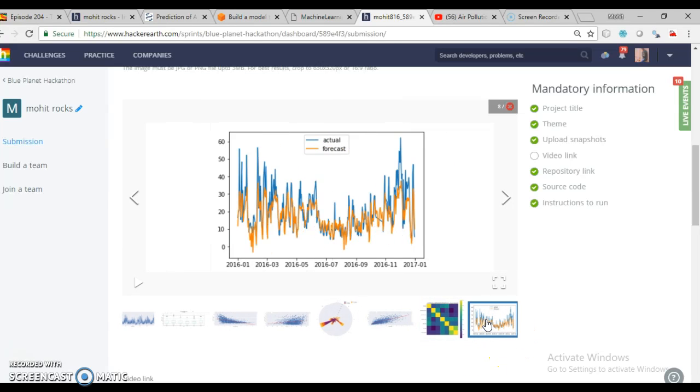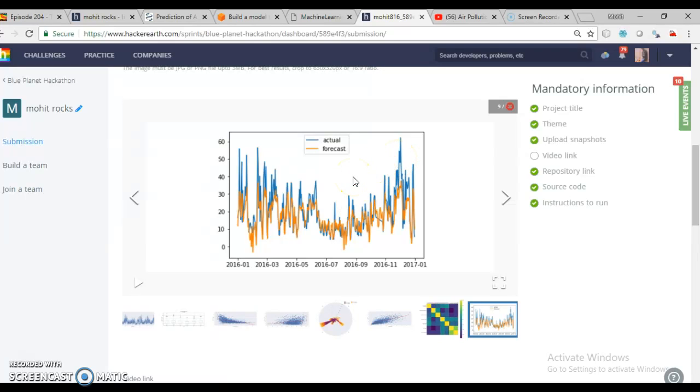And last but the most important one: as you can see, the forecasted value is the orange value and the actual value is this. The forecasted values are less and the actual concentration of air pollution is huge, in different areas, as you can see in 2016 from the first month to the third month, or in 2017. So there are different types of scenarios you can see here.